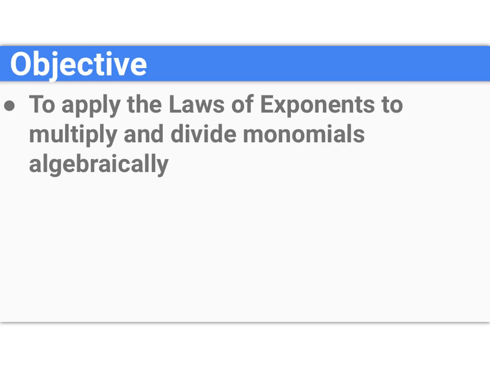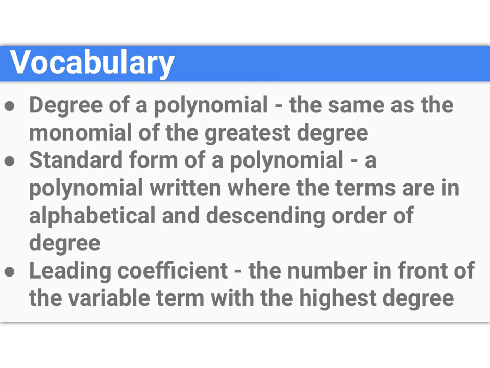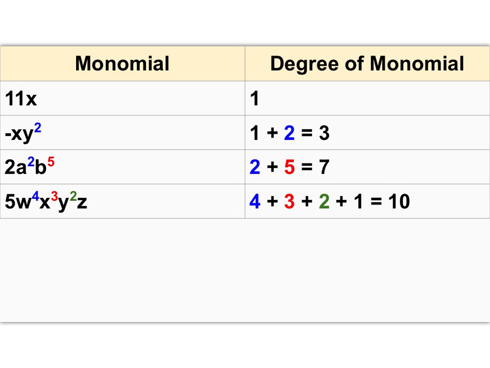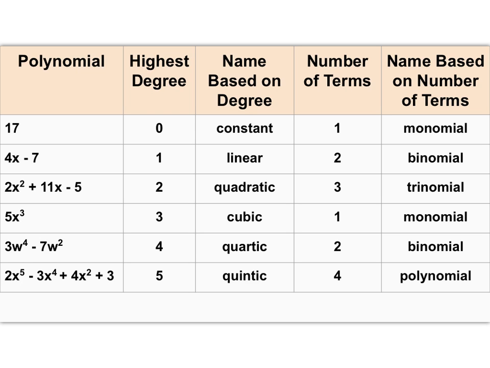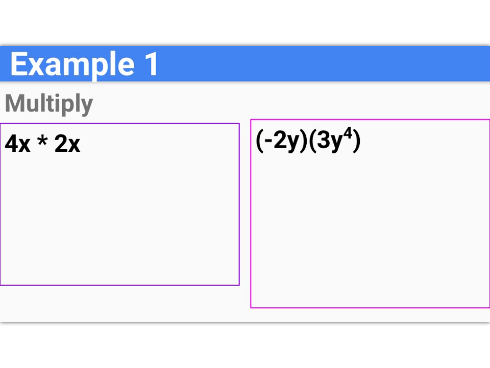Here's our objective, our vocabulary: how to identify monomials and their degree, how to identify polynomials, how to name polynomials. And so let's get in our first example. Now, multiplying comes back to our exponent laws. I dealt with exponent laws way back in numbers and operations, somewhere in the 80s or the 90s. So please go watch those videos to get yourself caught up.